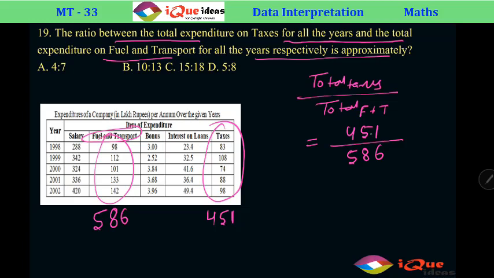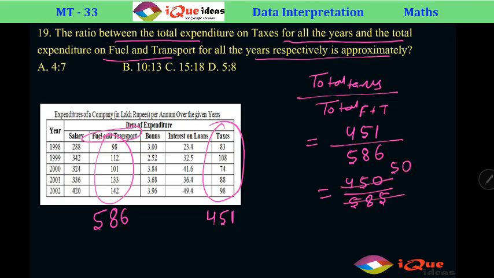Let's do one thing. Let's take up some approximation. Instead of 451, let's take it as 450. And 586, let's take it as 585. Alright, now let's see if they're divisible. Now 450 is divisible by 9. 585 is also divisible by 9. Perfect. So divide by 9, it will get 50.